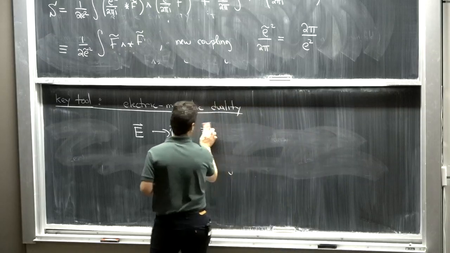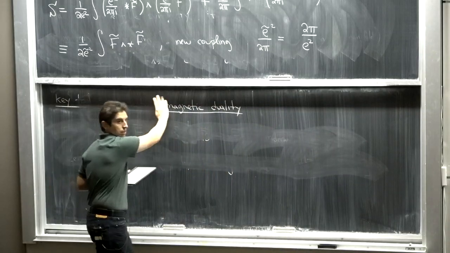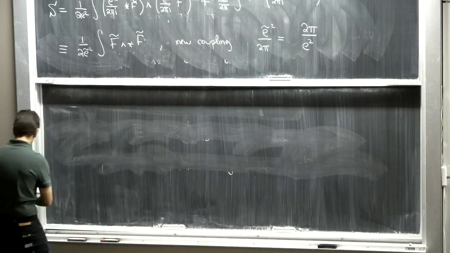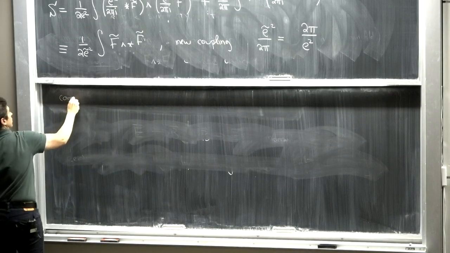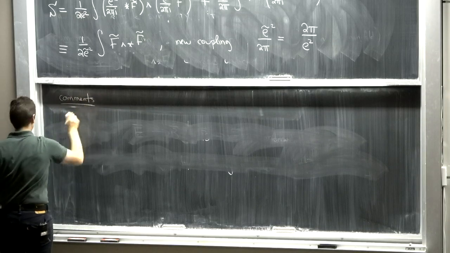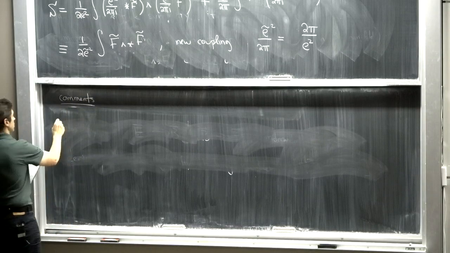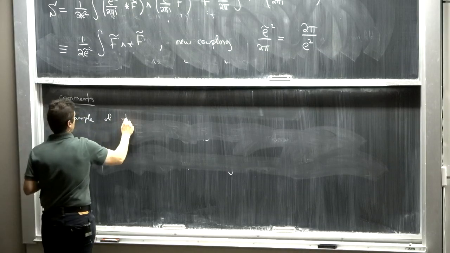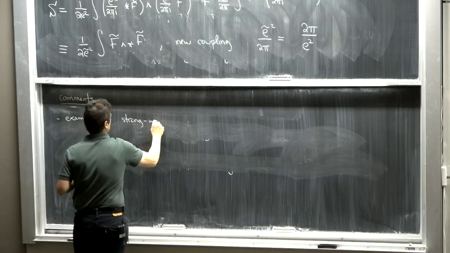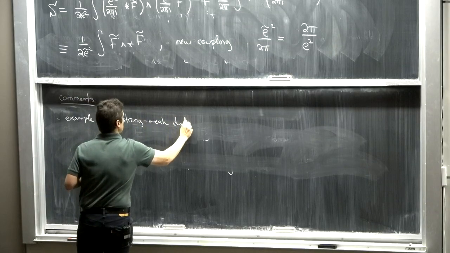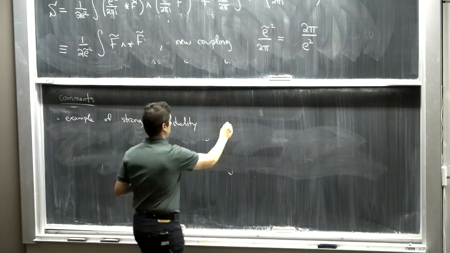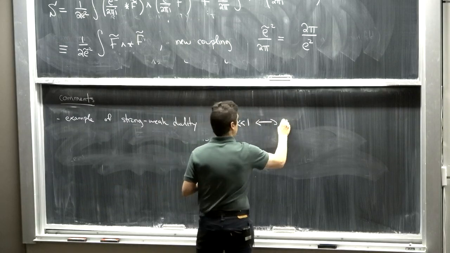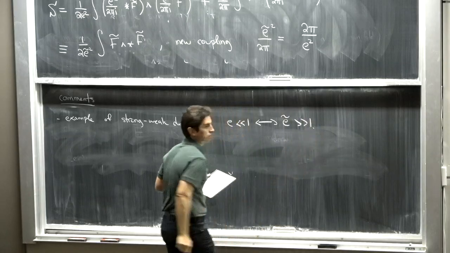Any questions about that derivation before I make some comments? Okay, so some comments. First, this is an example of a strong weak duality. What I mean, of course, is that if e is very small, then e tilde is large.